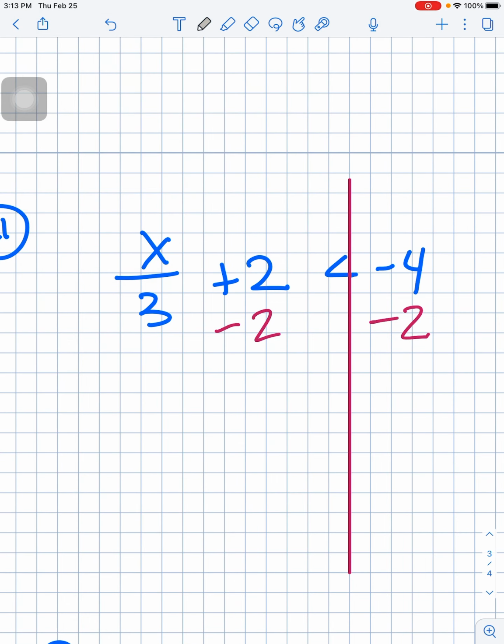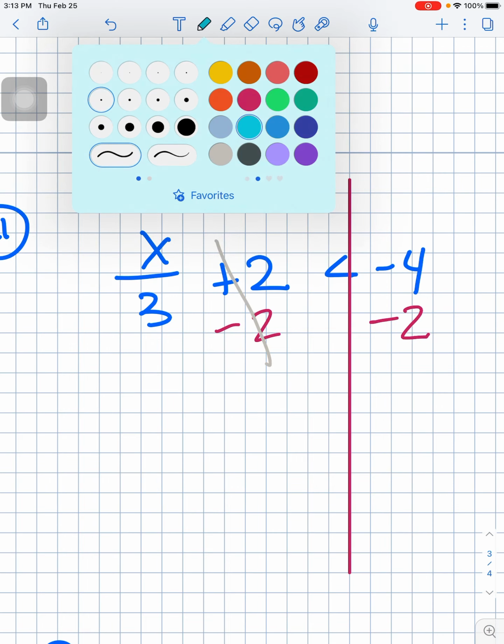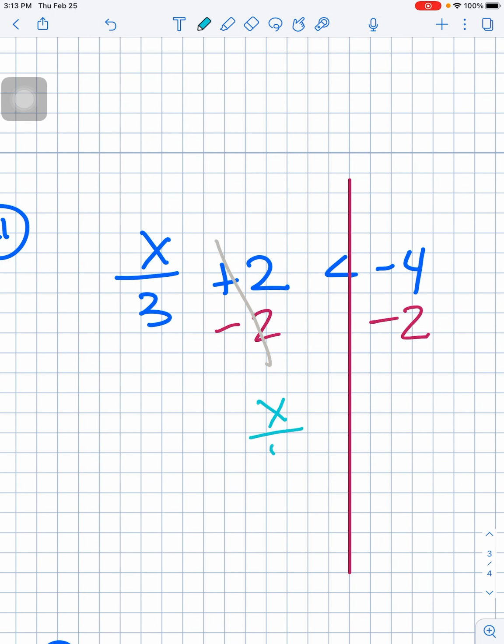When I do that, positive 2 minus 2 becomes 0, and I'm left with x divided by 3 is less than negative 6. So now I have my variable on the left and my constants on the right, but I have this fraction, which is really a division problem, x divided by 3. So the opposite of division is multiplication. So I'm going to multiply this side by 3, which is really 3 over 1. Whatever I do to one side, I'm going to do to the other.